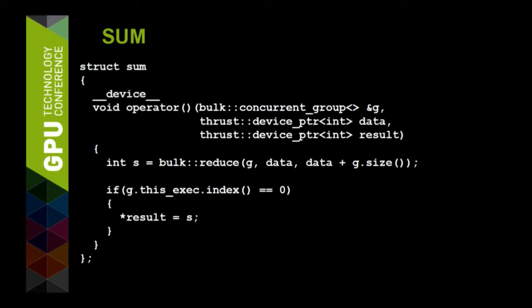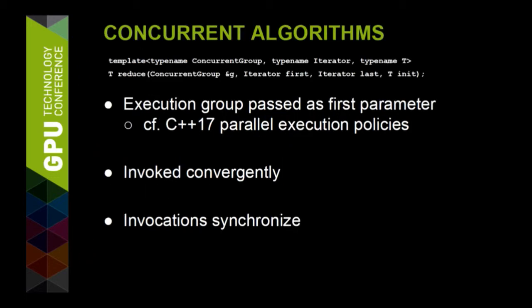So agent 0 writes the result, and we're done. That's all we have to do to write a small reduction that could fit onto a single CUDA block. So let's take a look at the reduce signature.